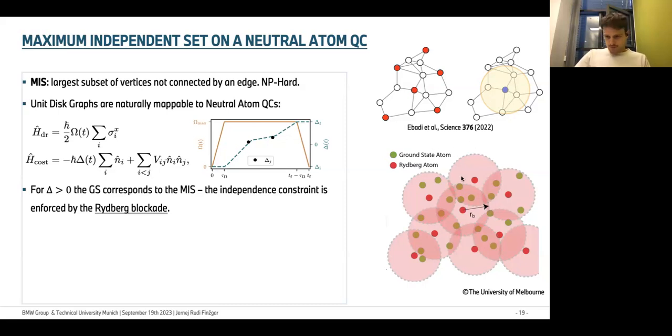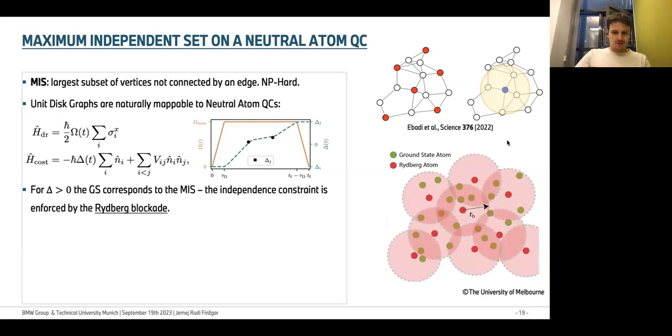And for those of you familiar with neutral atom quantum computers, or with Rydberg physics in general, this will immediately flash a light in connection with the so-called Rydberg blockade. So in neutral atom quantum computers, you have these atoms positioned in optical traps, and they are shined onto by lasers. And these lasers excite the atoms into very highly excited states called the Rydberg states.